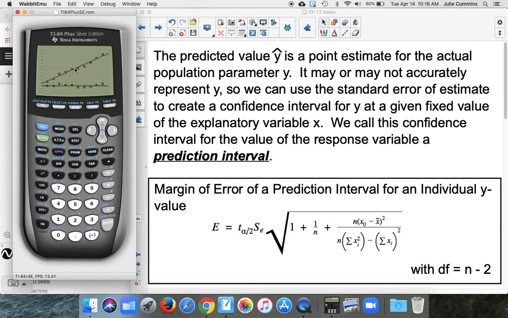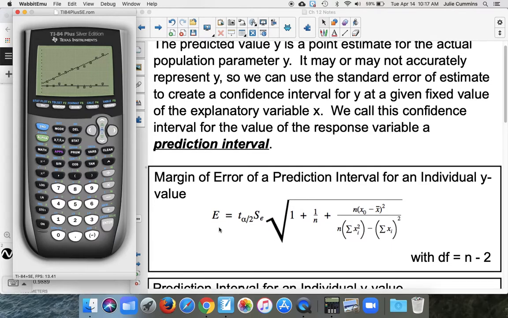So what we're going to do is create an interval around this to say, how much above or below might she be from that predicted value? So that's what this is looking at. The calculation for the margin of error is given by this. We need a critical value for t. We need that SE that we just calculated, and then some other things. So I'll show you how to get those.